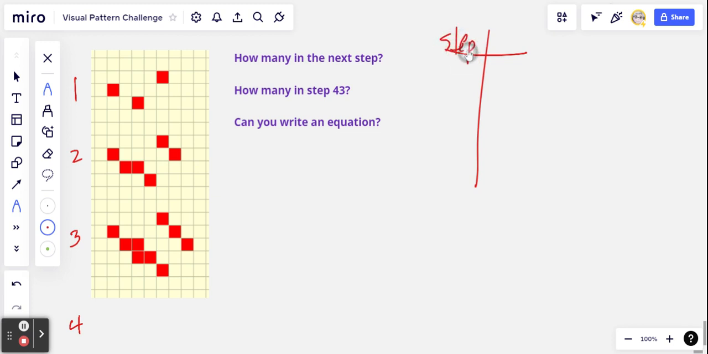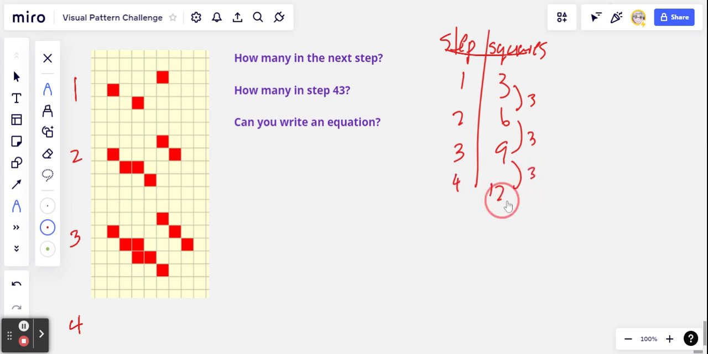So I'll make a chart with the step number and the number of squares. In step 1, there are just 3. And in step 2, what have we got? 1, 2, 3, 4, 5, 6. Okay. And in step 3, 1, 2, 3, 4, 5, 6, 7, 8, 9. Aha, I'm seeing a pattern here. It looks like we're adding 3 each time. So 3 plus 3 is 6, or 6 minus 3 is 3, and then 9 minus 6 is 3. So I'm guessing for our next step, we would add 3 again. So in step 4, 9 plus 3 would be 12.